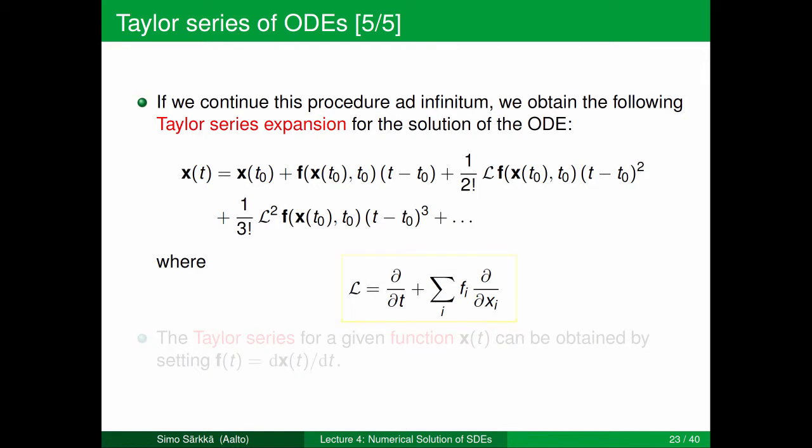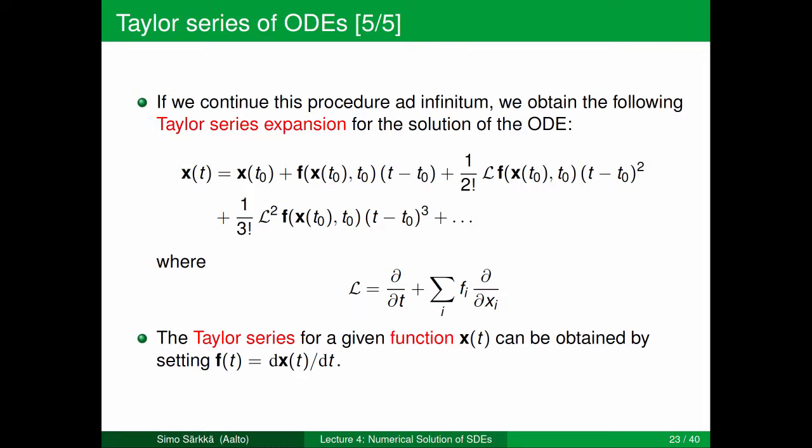We can now recover the Taylor series for a given function x of t by setting f of t being equal to the time derivative of x in the above equation. So if we do that, we will notice that we will have the time derivatives of x instead of f there, which is the ordinary Taylor series.